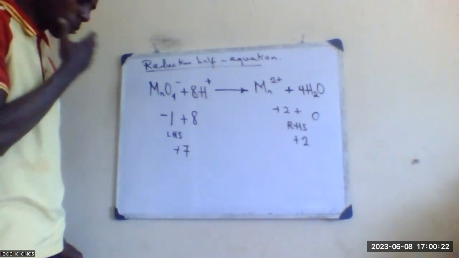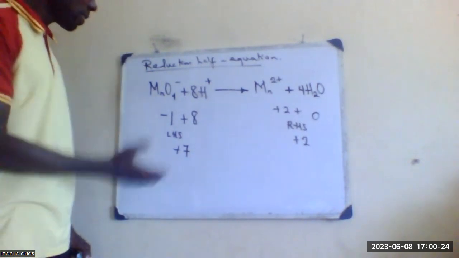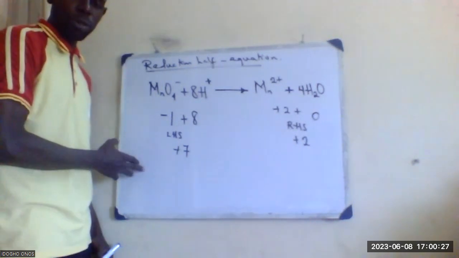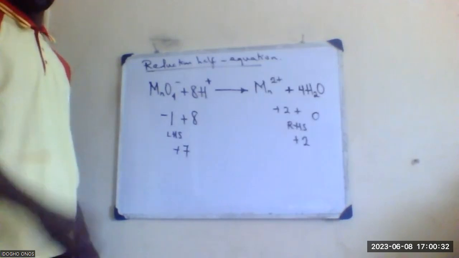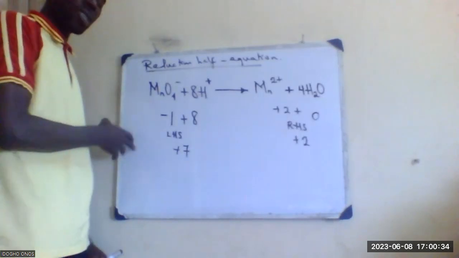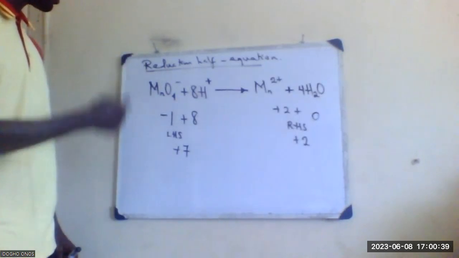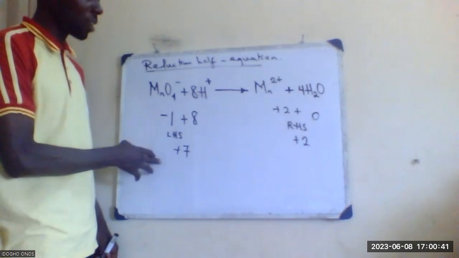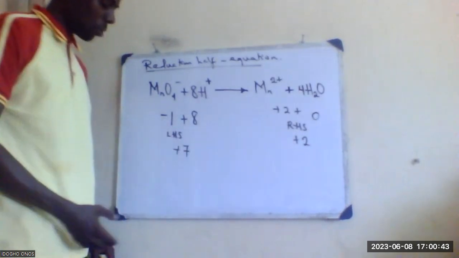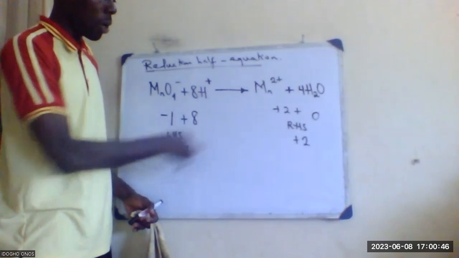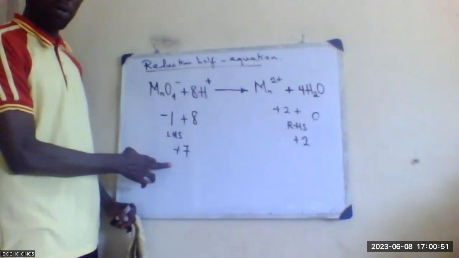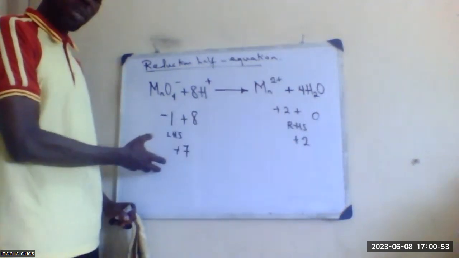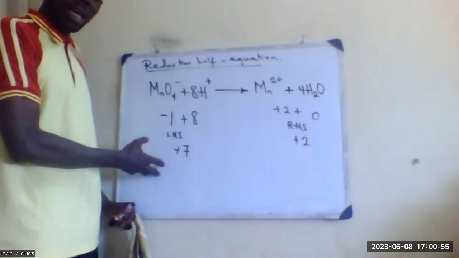Okay. In the absence of any question, the next thing to do is this. We add electron to the side with the higher charge to balance the charges. I come again. Add electron to the side with the higher charge to balance the charges. So on my left I have 7, on my right I have 2. That means the left-hand side has a higher charge than the right.